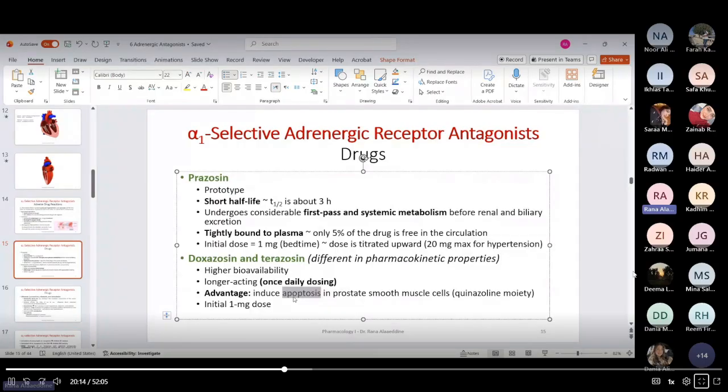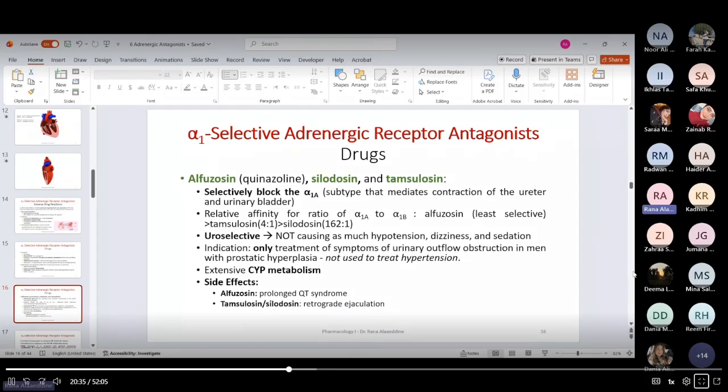Remember, guys, the prostate is enlarged, so it's good to have something lower its size. This is one advantage. It can induce apoptosis, a kind of good, programmed cell death, in certain types of cells, in the prostate smooth muscle cells.